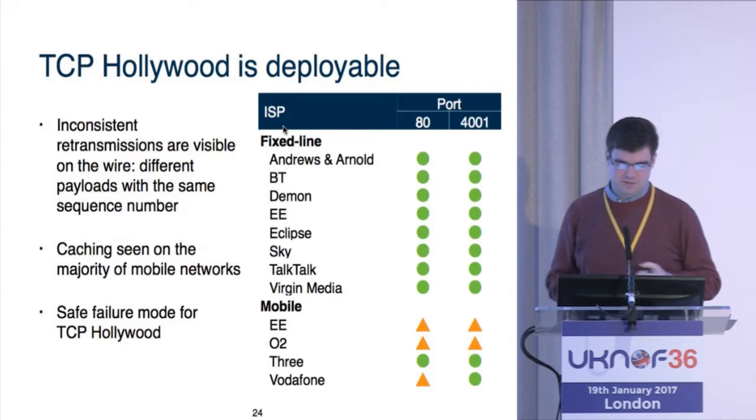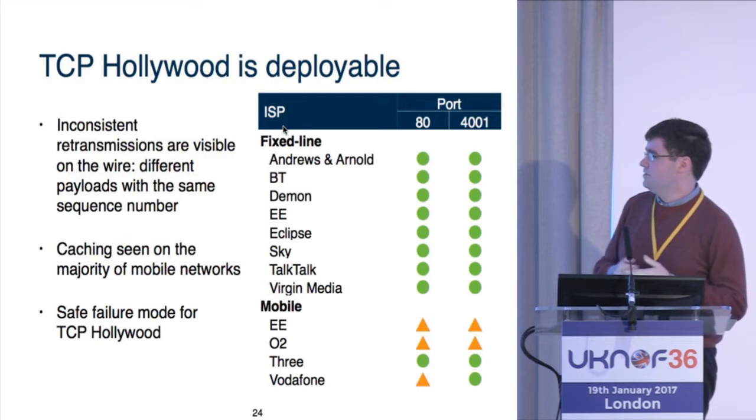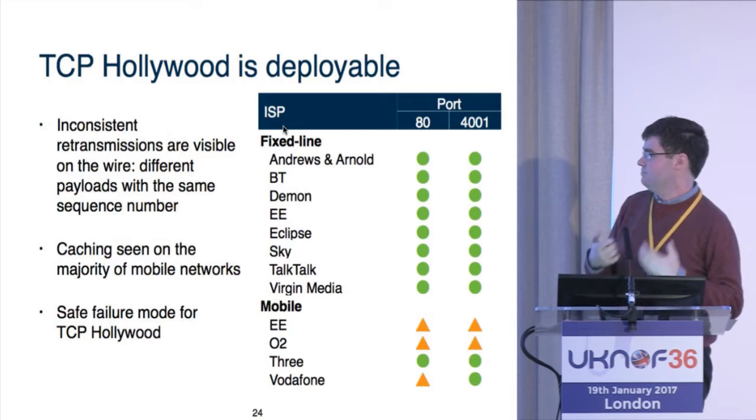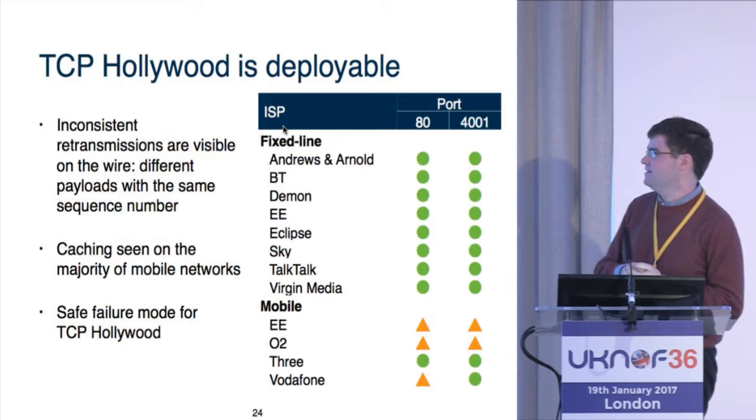So inconsistent retransmissions is visible on the wire. Any middle boxes that are comparing payloads with TCP sequence numbers would be able to see that we're using this mechanism. They might interpret it as some sort of attack, a man-on-the-side attack, for example, and they might not like that.